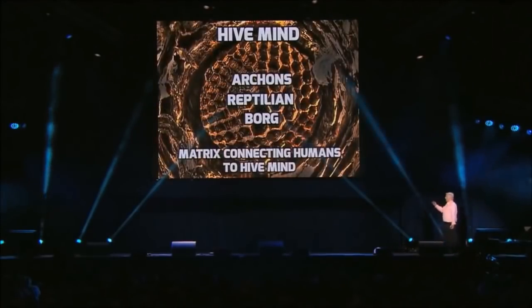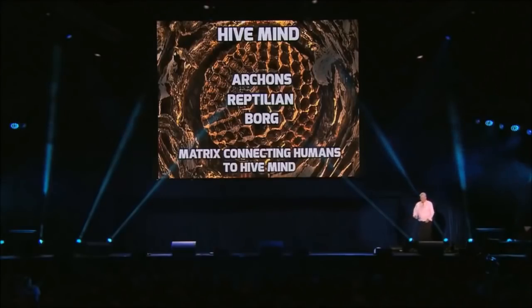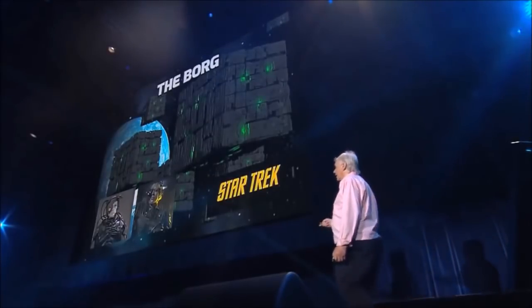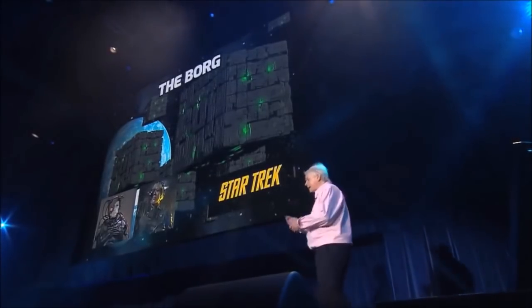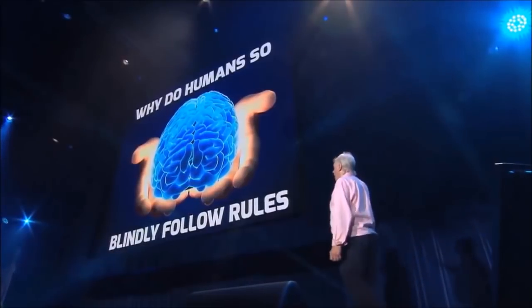The hive mind, the Archons, the reptilians, and the Borg in Star Trek, classic representation of the Archons. All of these different groups are said to operate with a hive mind, a hive mentality. And we've been connected to it. The Borg, they were like transhumanist type figures, exactly really in the cyborg way that the Archons are described. And the Borg used to fly around in black, dark cubes. Why do humans blindly follow rules? Because they blindly follow the matrix.